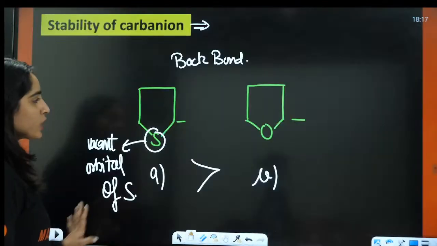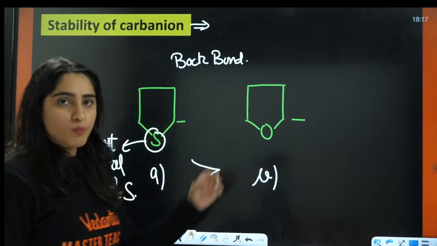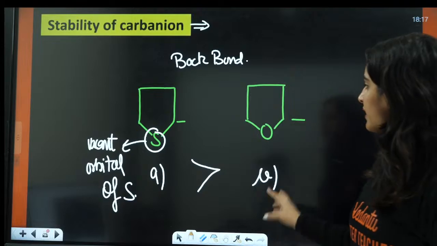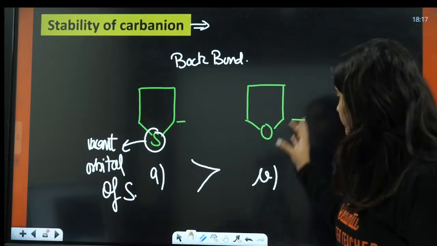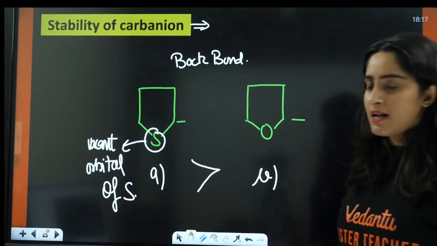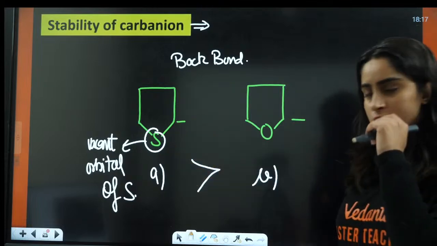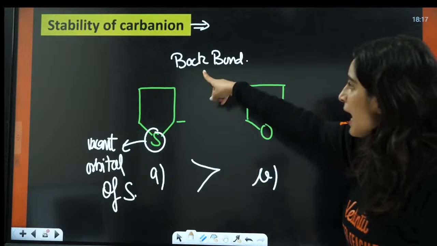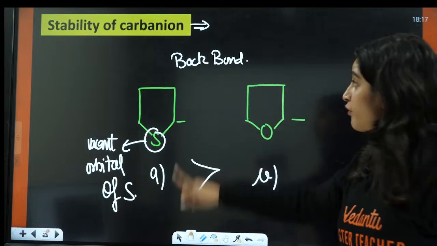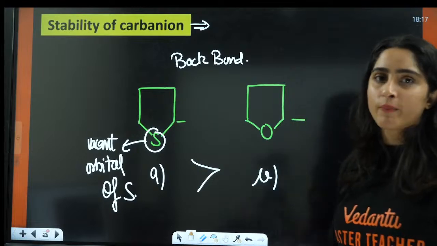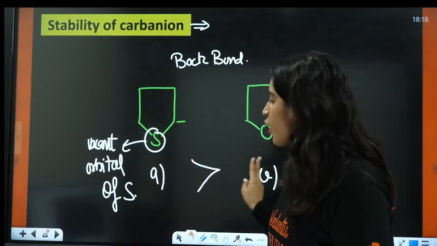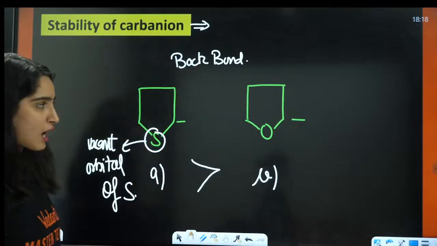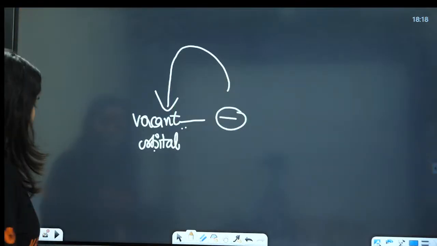Most of the students, you know what they answer here? B is more stable than A. Because they think that this is more electronegative, so it will pull the electron towards itself, and this will not pull the electron, so the back bonding will occur here. But this is not the case. Here the back bonding is the main deciding factor, and for back bonding you must have vacant orbitals, and among sulfur and oxygen you have vacant orbitals in sulfur. Okay, so the answer is A is more stable than B.